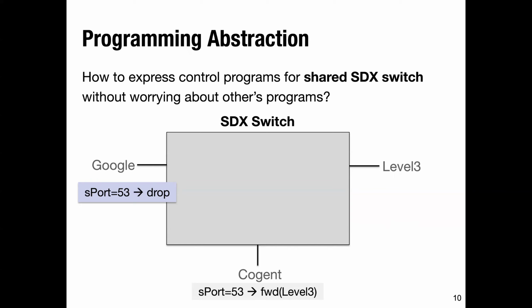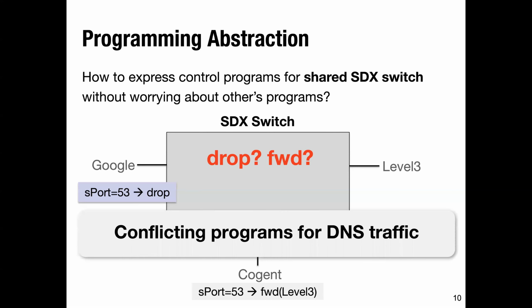So how will you make sure that the program expressed by Google is only applied on traffic that is received or sent by Google, and vice versa for Cogent, right? If I let these network operators directly program the STX switch using OpenFlow rules, that will just create conflicts, right? The switch won't know whether it should be forwarding the traffic to Level 3 or dropping the traffic if the source port is 53, which means it is DNS traffic, right? So how can this problem be resolved?